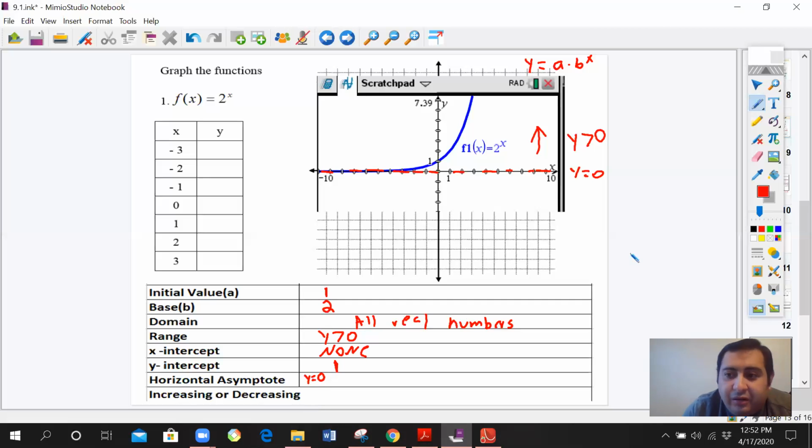Is this increasing or decreasing? Well, the graph looks like it's been increasing, going in this direction. So it's increasing.